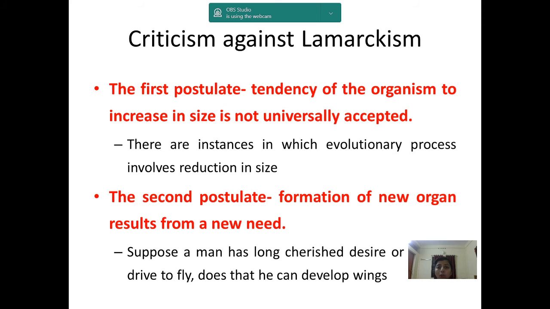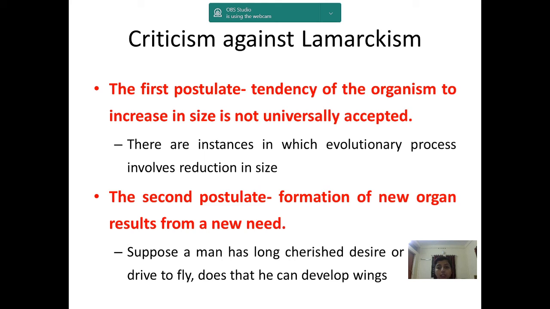Now there were a lot of scientists who criticized or opposed this theory of evolution. They say that evolution does not happen like that, that is, evolution is not due to these reasons. What were the criticisms faced by Lamarck? The first postulate was the tendency of the organism to increase in size, and this was not universally accepted. The opposing scientists say that there are conditions in which the evolution process involves reduction in size. It is not always an increase in size. So the first postulate was rejected.